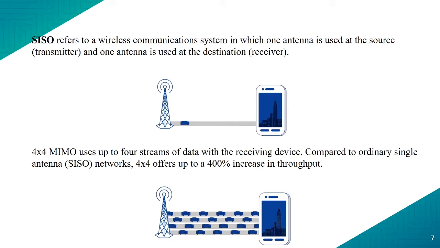And talking about 4x4 MIMO, in which 4 antennas are used at the transmitter and receiver, it establishes up to 4 streams of data with the receiving device. Compared to an ordinary single input and single output system, the 4x4 MIMO offers up to 400% increase in throughput. There is not currently a definitive number of antennas that defines the difference between MIMO and Massive MIMO, but it is widely accepted that at 8x8 antennas or more, the technology becomes what is known as Massive MIMO.